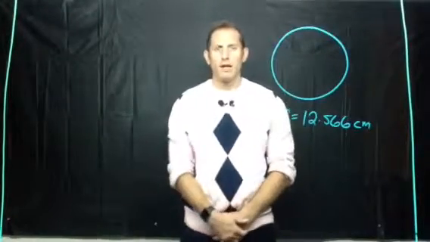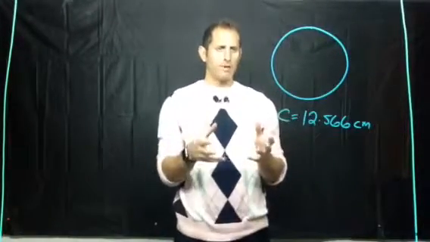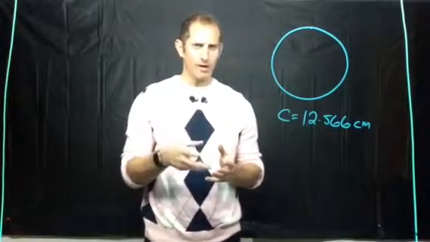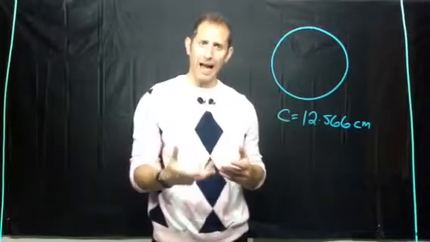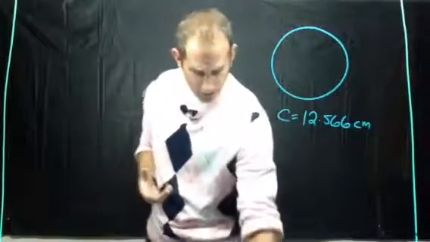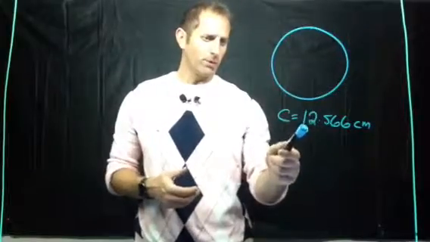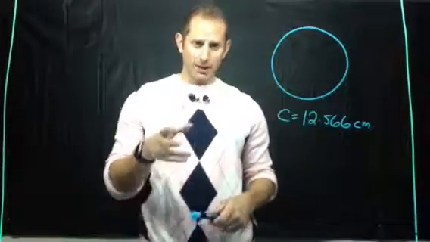Hi, welcome to another video where we are going to be looking at circumference, but finding diameter and radius from circumference if we already have the number for circumference. So if you take a look here, I've already drawn out a circle, and you can see that it's got a total circumference of 12.566 centimeters.